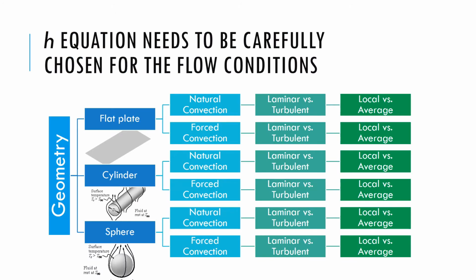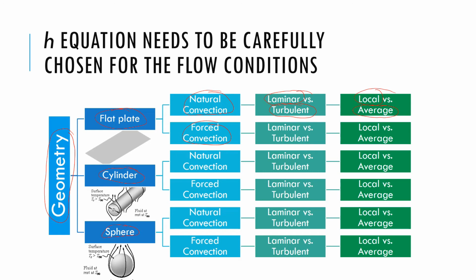And therefore, H depends on many factors. First, the geometry, whether it's a flat plate or cylinder or sphere. Those are the three types of geometry we discussed. Then the type of flow, whether it's a natural convection or forced convection. Then what is the nature of the flow? Is it laminar or is it turbulent? Then are we interested in a local value or an average value over a surface? So there are equations for all different combinations of these conditions.